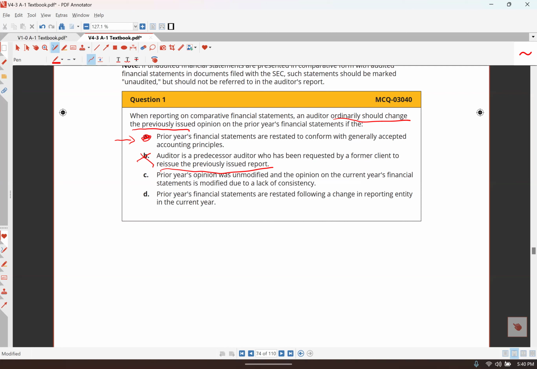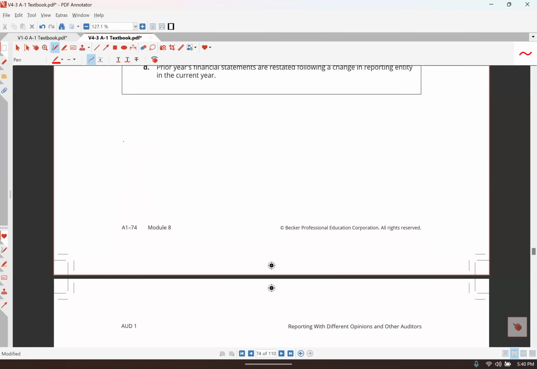Yes, so the client could ask that. They could ask for that. They may not even, maybe I'm going to be their auditor in the next year. So there may not even be a predecessor auditor involved, and the client could request that. Okay, all right, let's look at the next one.